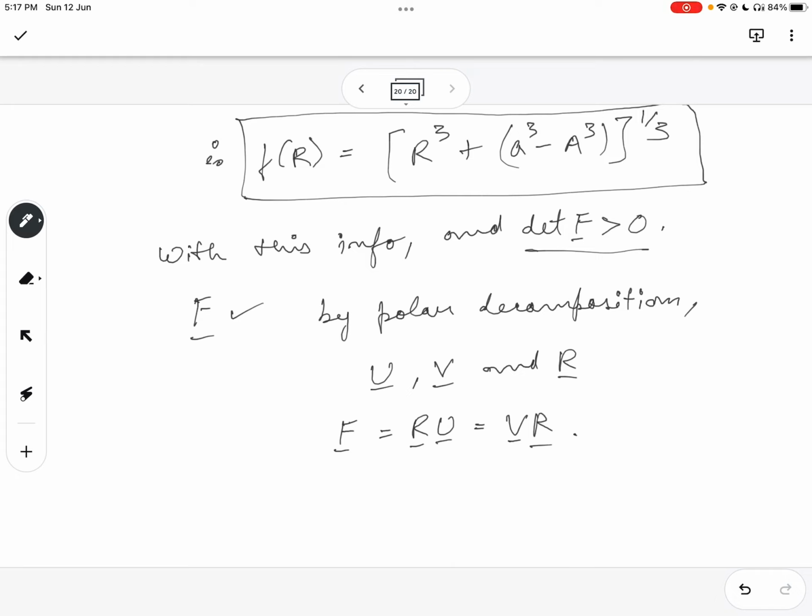So that brings us to the end of this problem solving session. Next we will discuss balance laws. Thank you.